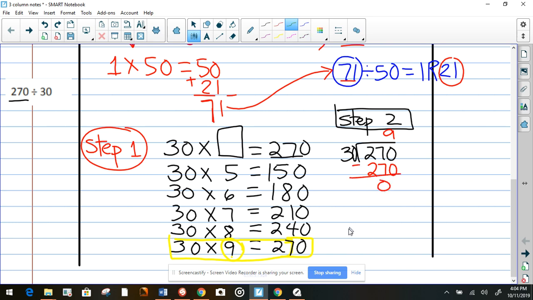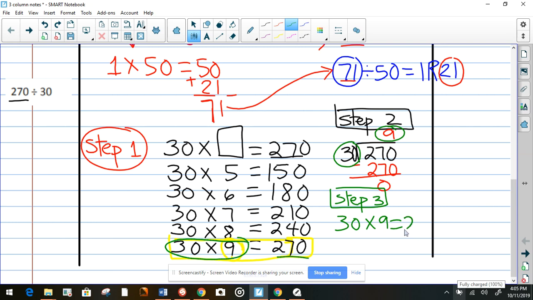Okay, now we have to check with the multiplication. So step 3. Check by multiplying the quotient times the divisor. And 30 times 9, and we know that 30 times 9, we have it here, equals 270. Now you can see that our answer is correct. There it is, 270. 30 times 9 equals 270. This is how you check your division problems.